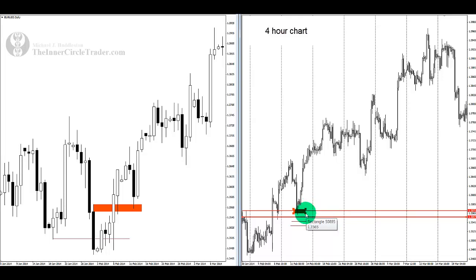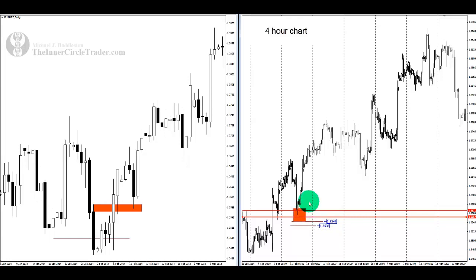Okay, down to your stop here, which would be in this case 26 pips, and down here would be 36 pips. So if you want to be conservative, your stop could be around 36 pips or 26 pips, allowing for movement because we're looking at a 4-hour chart.